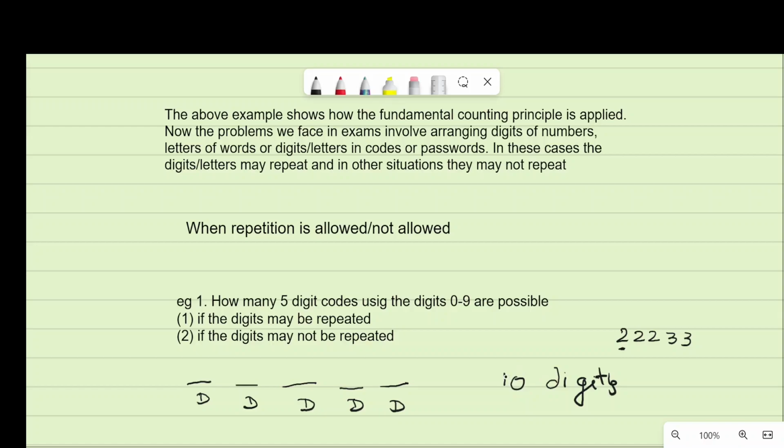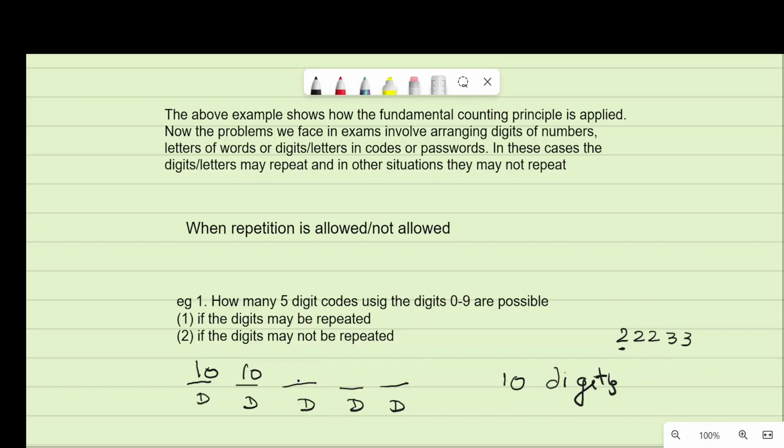So for the first position, you can use any of the 10 digits. So how many possibilities are there? That is what we are going to write here. You can have any of the 10. That's how you fill in the first position. Second position, again, how many choices do you have? You still have all the 10 digits, and whatever you used here can be repeated. There are still 10 choices to make.